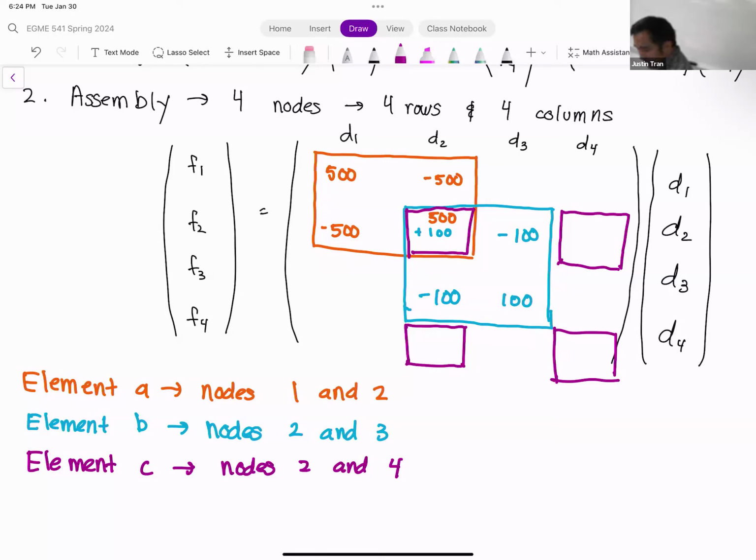Okay, so let's go ahead and add in the values from element C. The spring constant for element C is 250. So on the overlap box, we're going to have a plus 250. We're going to have a minus 250 on the off corners. And then a positive 250 on the bottom, just like that. And every place that's not boxed, that's not part of an element stiffness matrix, remember, we're just going to fill with zeros.